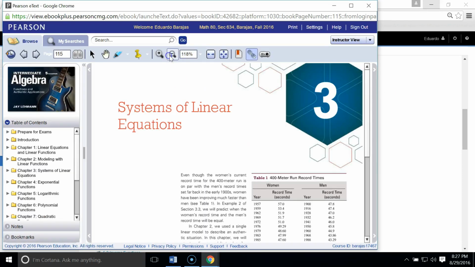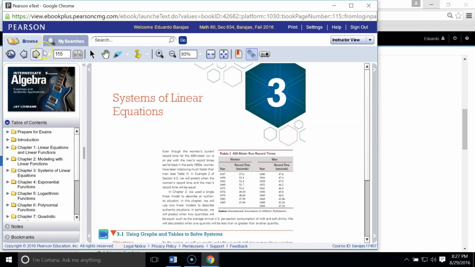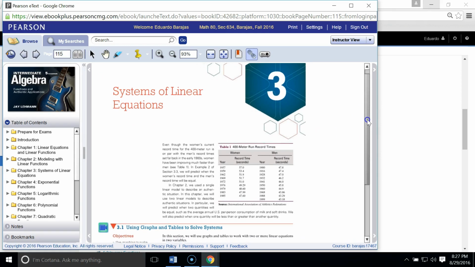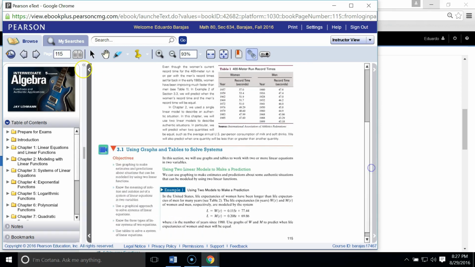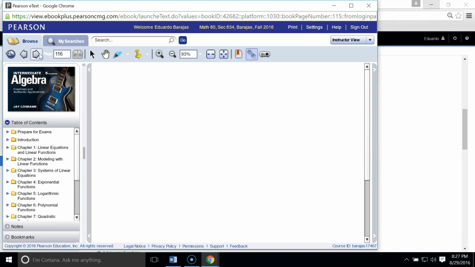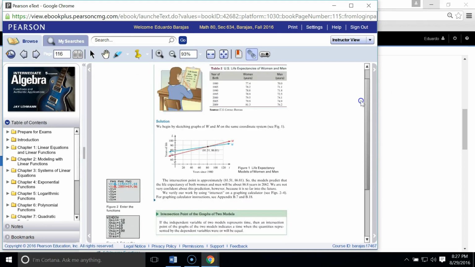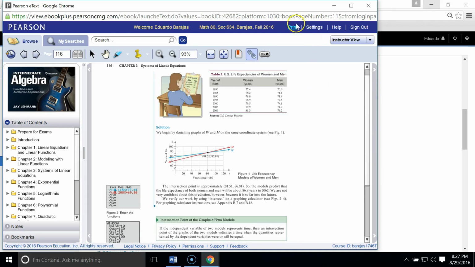So here it is. Let me zoom in a little bit. This is page 115 of your book. It looks exactly like this. It's not a subset of it. They didn't water it down at all. It's the entire book, page by page, on here. So you can read it from here. You can also print it. There's a little print button here.